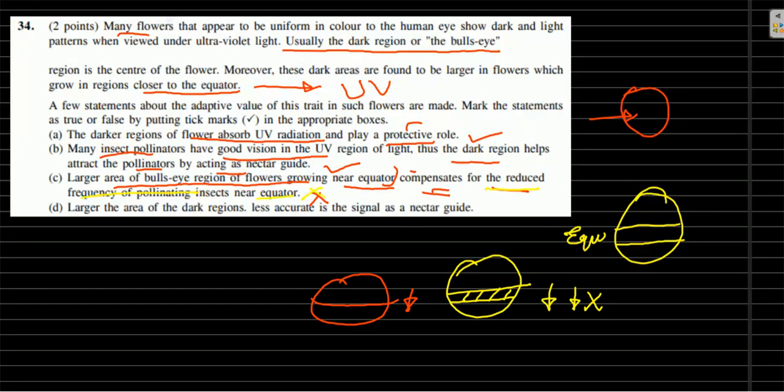ठीक, अब डी पर आ जाइए. लार्जर एरिया ऑफ डार्क रीजन लेस एक्यूरेट इज द सिग्नल ऑफ नेक्टर. ये तो हमने ऑलरेडी एक्सप्लेन किया. स्टेटमेंट सही है. जितना ज़्यादा एरिया होगा यूवी एब्जॉर्बेंट डार्क रीजन का, उतना ही लेस एक्यूरेट होगा. जितना कम होगा उतना ही ज़्यादा चांस है कि वो नेक्टर के पास ही होगा. जैसे देखिए अगर मैं कहूँ कि इतना दूर में एक गोल्ड का कॉइन खोया हुआ है और एक कहूँ इतना ही दूर में छोटे एरिया में खोया हुआ है, तो आपको कौन सा आसान रहेगा? ये आसान रहेगा, जल्दी मिल जाएगा. इसलिए सेम बेसिस पे ये भी है. तो ये ऑप्शन डी हमारा राइट है.